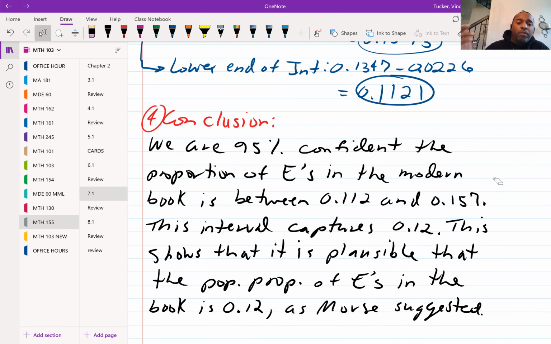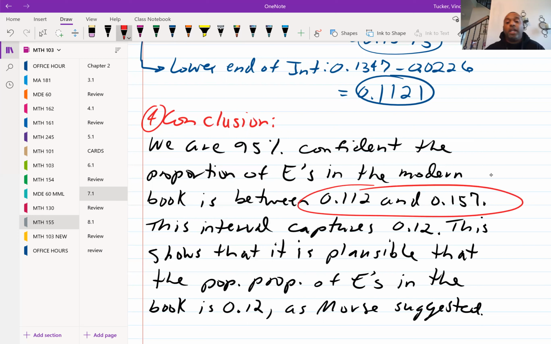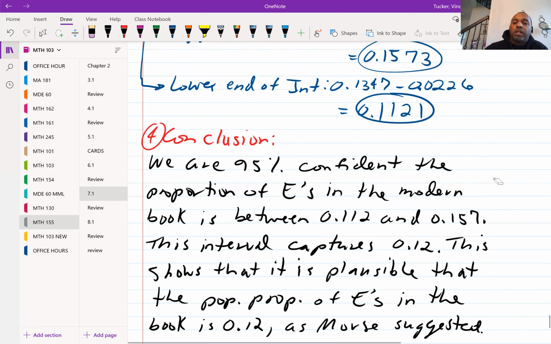In this case, they want to know if Morse's theory was validated, or a valid statement. And according to our 95% confidence interval, it is, because that 0.12 is in between it. If 0.12 was not in it, let's say if he had said 0.2, then we would have said the opposite. The interval does not capture the 0.2, so it's not plausible that Morse was correct. So yeah, that's how you would do it.